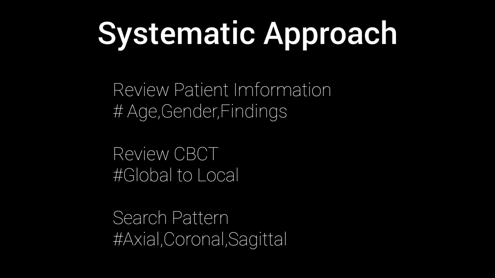Now the third one is the systematic approach. In this we review the patient information, whatever it is, like age and gender of the patient, and the clinical findings which are evident in the mouth. Then we review the CBCT global, like global to local level, and then we can search for the patterns, like for the symmetry or whatever we have discussed earlier, in axial, coronal and sagittal sections.